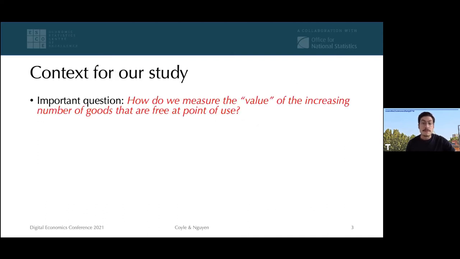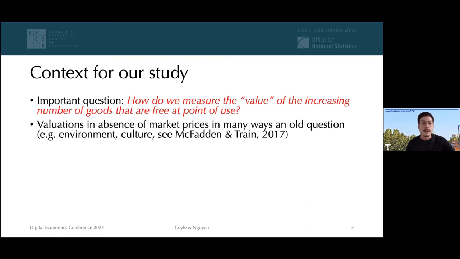Okay, the context for the study is simple. How do we measure the value of an increasing number of goods that are free at the point of use? Even though, as Diane pointed out earlier, we have a couple of goods in here where you pay, such as Spotify or Netflix, and other services such as public parks where you don't pay directly, and those are offline, and we're trying to work out some of the comparisons here between online and offline goods as well. Of course, this is not a new question. Valuation in the absence of market prices has been a question that's been around in the environmental and cultural fields, and obviously there's a large literature on all of those.